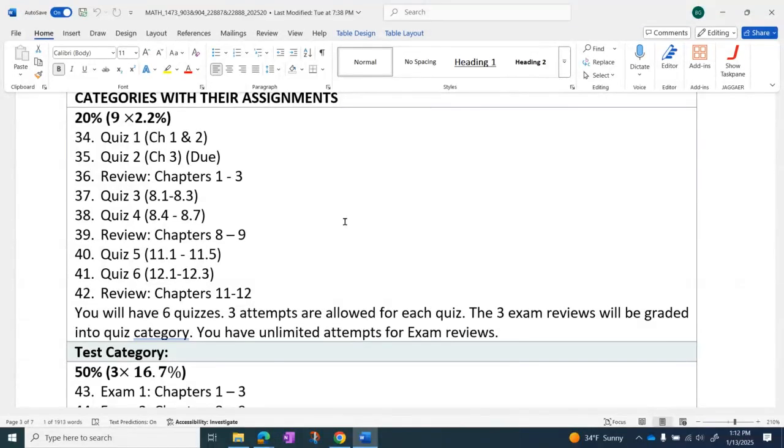But you have 3, more than enough. You have 3 attempts. And then the best score will be recorded. So if the first 2 times you messed up, no punishment. So those are the quizzes, 6 quizzes.